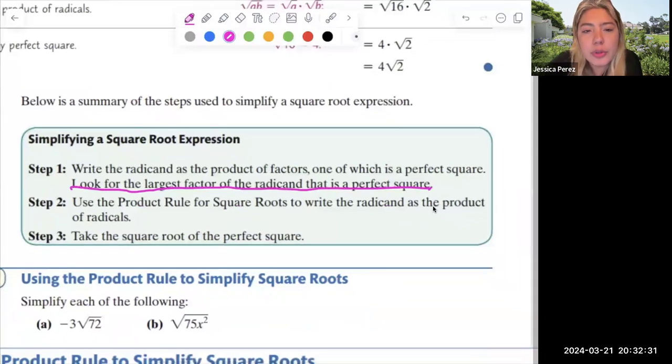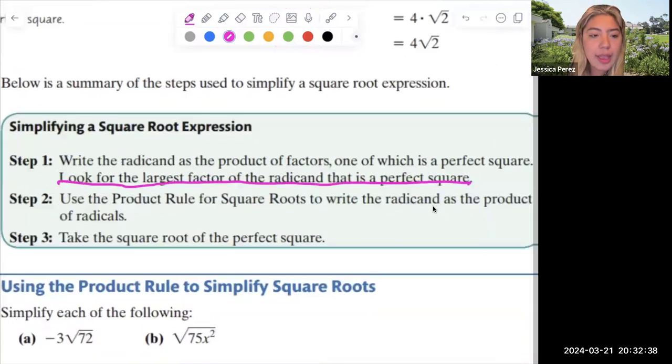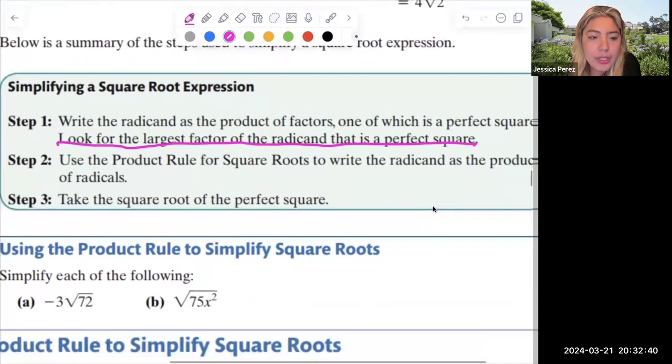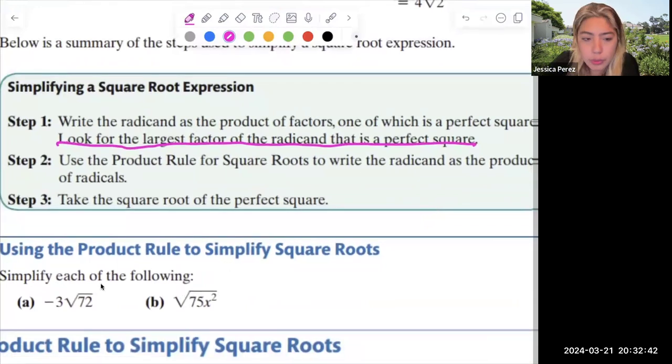Use the product rule for square roots to write the radicand as a product, and then take the square root of the perfect square. So we're going to do that for A and B. So who is in the square root? 72.